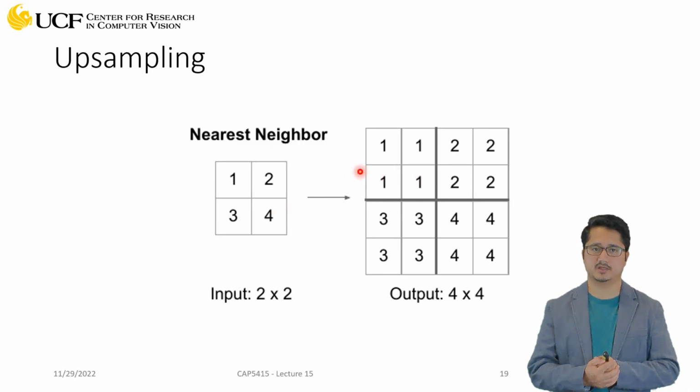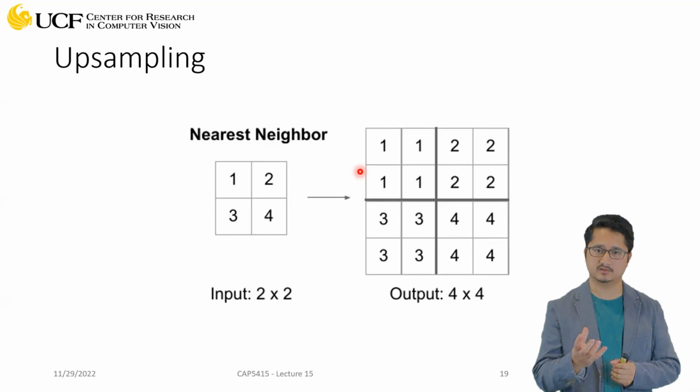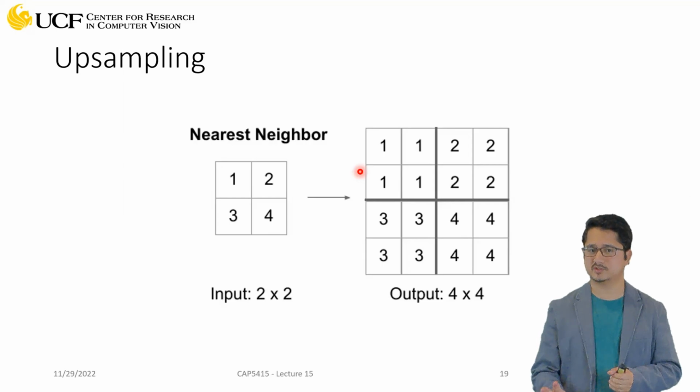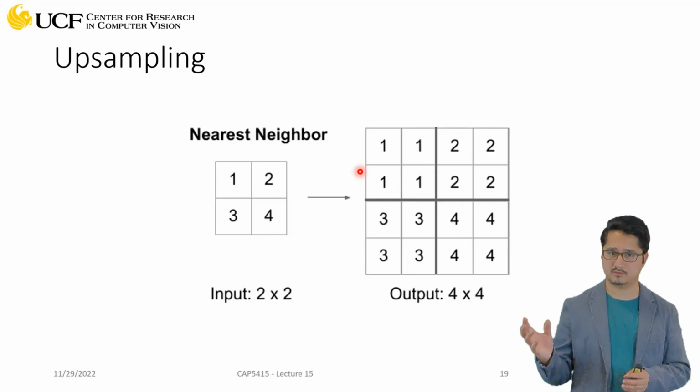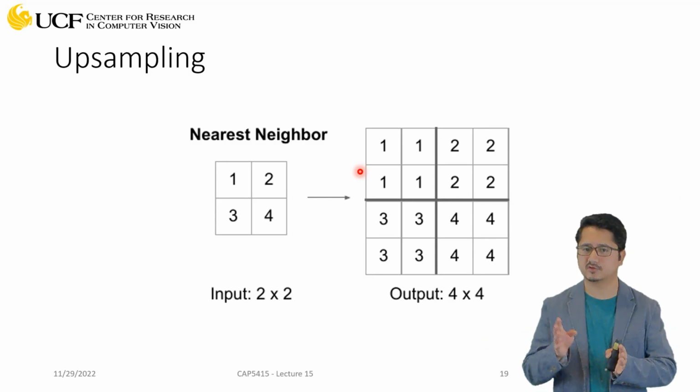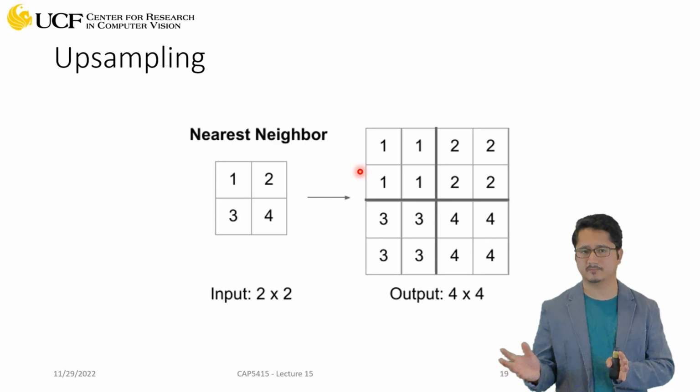Another, more complex way you can do this is to actually learn the upsampling. I'm not saying it will work much better than nearest neighbor, but that's just one variant. We have seen that for some problems it does work well, and for some problems it doesn't.